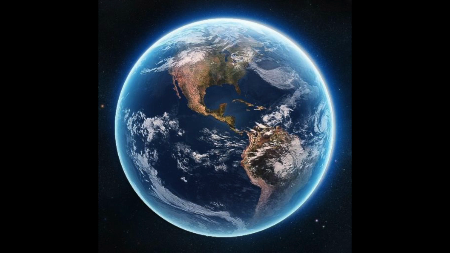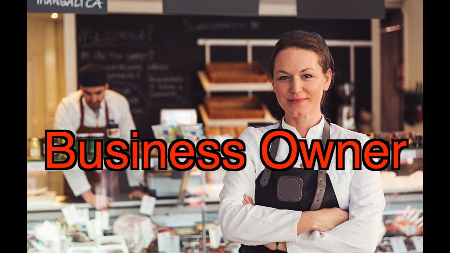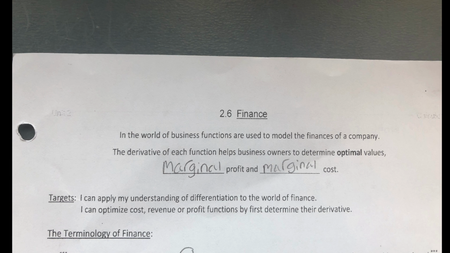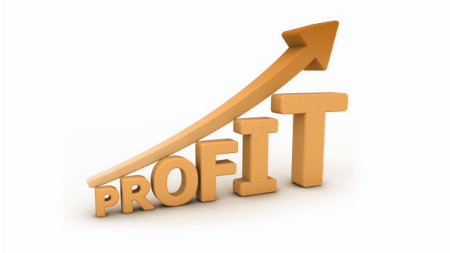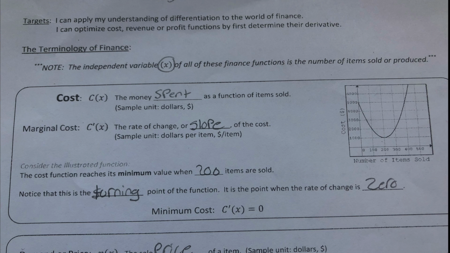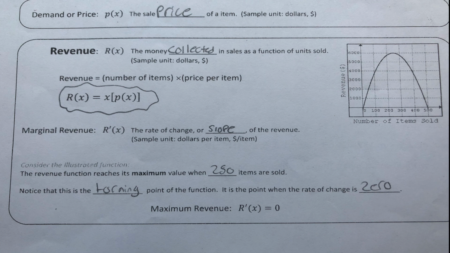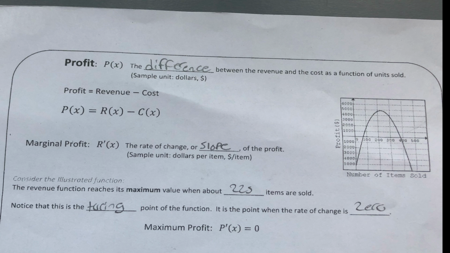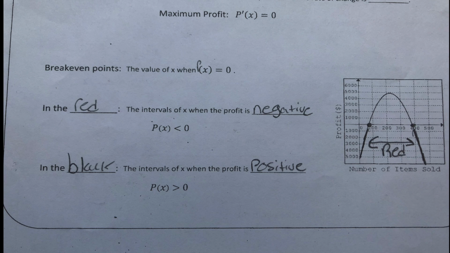Derivatives are used all the time in the real world. In the world of business, functions are used to model the finances of a company. Derivatives of each function help the business owner to determine optimum values, marginal profit, and marginal cost. Using derivatives will allow a business owner to know their minimal cost and maximum revenue very easily. Using derivatives will allow a company to show if they're going to make a profit or not. Overall, derivatives will basically show how successful your company could be.